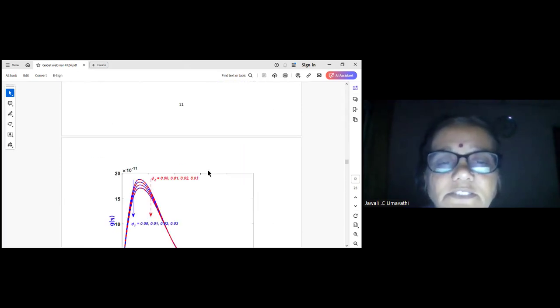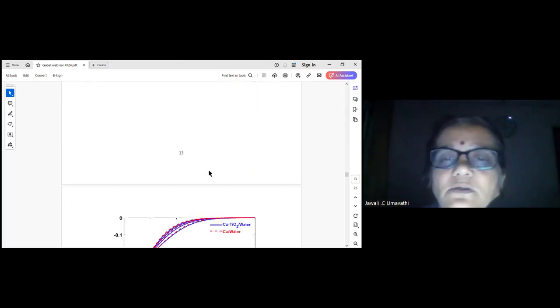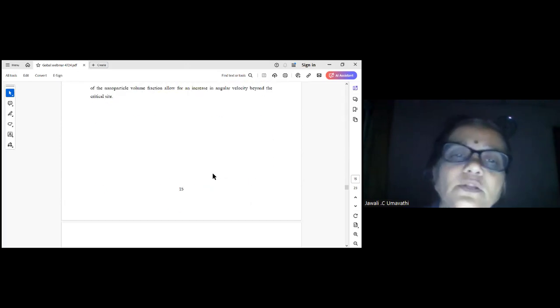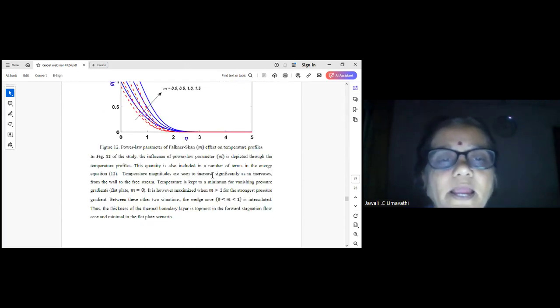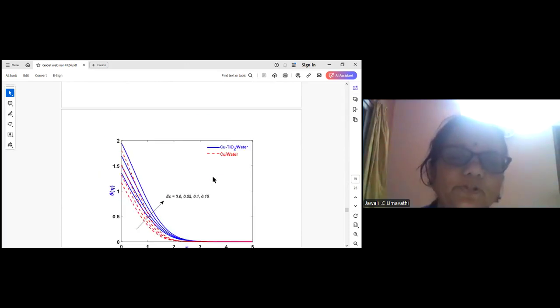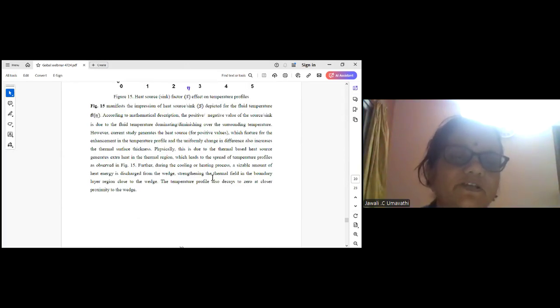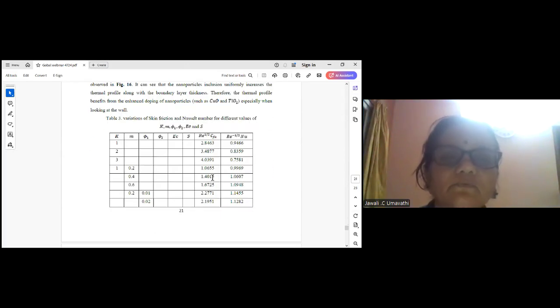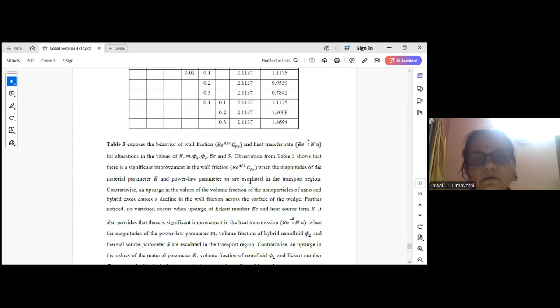Similarly, I'll just move on. A lot of results I have drawn. I'll move on and go to the conclusions, where you can identify all the results in particular. There I have explained in detail one by one. I have also done skin friction, Nusselt values, everything.